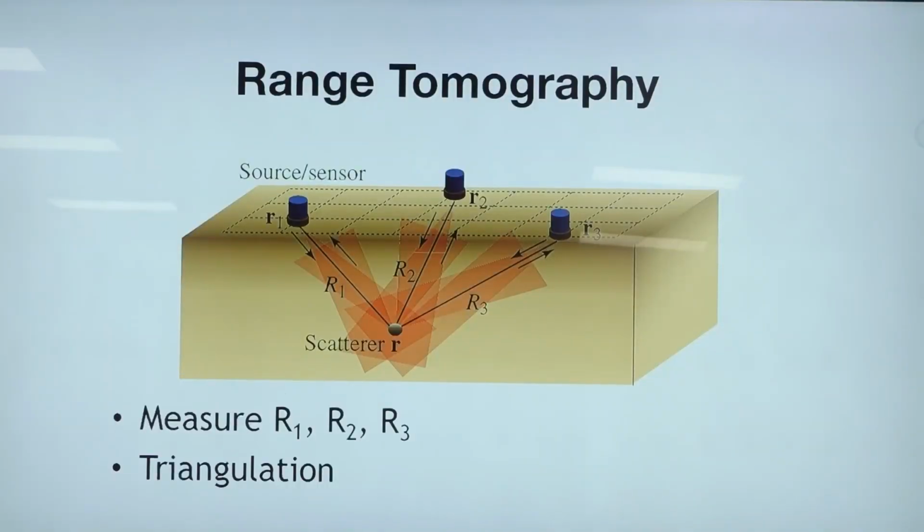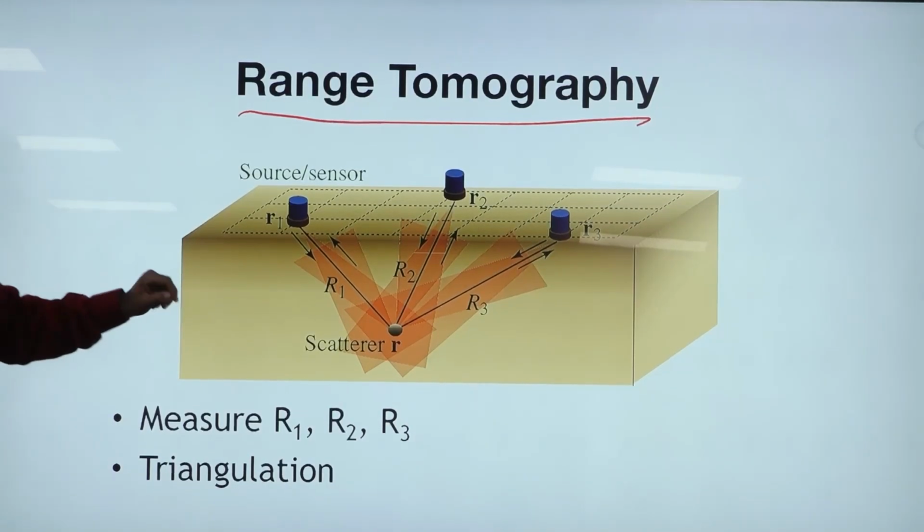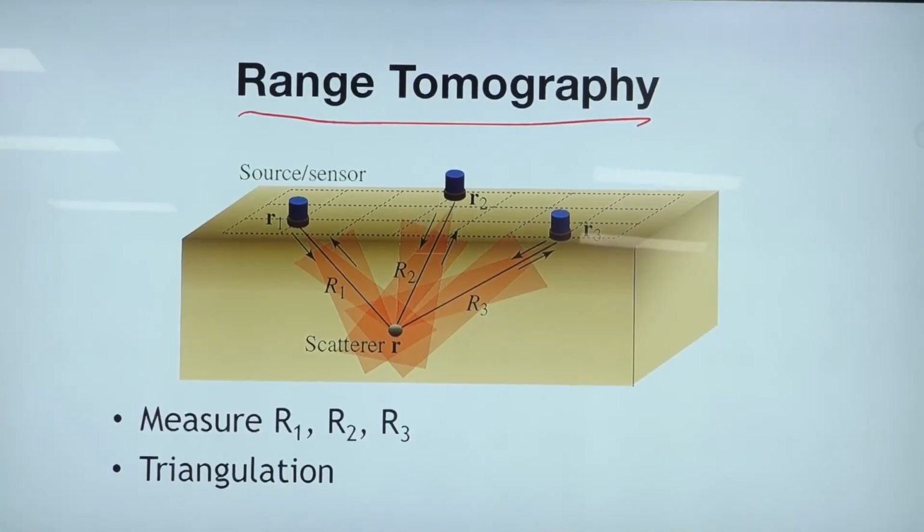Next topic I wanted to cover today is what's called range tomography. So we saw ray tomography, how it works, and some of its uses. So the next basic idea is what's called range tomography. And here is an illustration of what you can do with this approach.